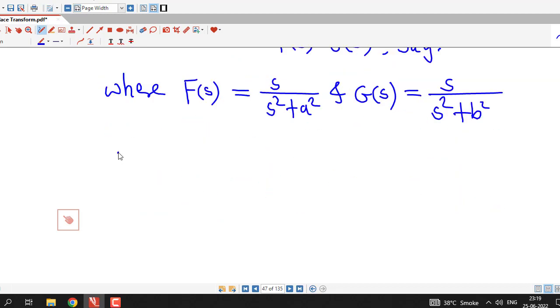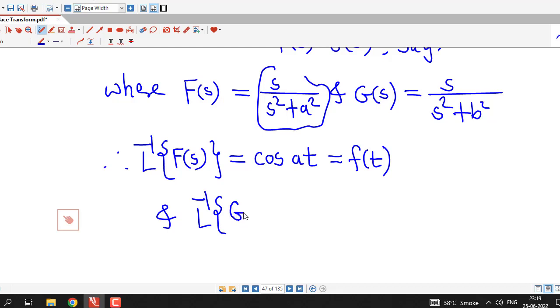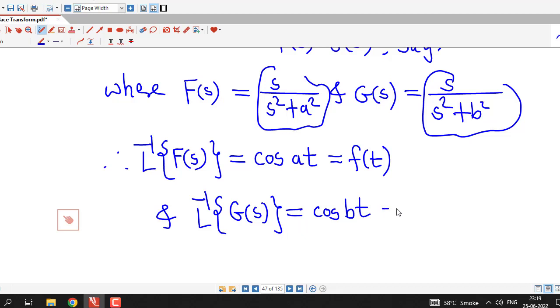And we have a ready-made formula for the inverse Laplace transform of these two functions, capital F and capital G. L inverse of capital F, equal to L inverse of s divided by s square plus a square, is cos at, and this we denote by small f of t. And similarly inverse Laplace transform of capital G, equal to inverse Laplace transform of s divided by s square plus b square, is cos bt, and this we denote by small g.